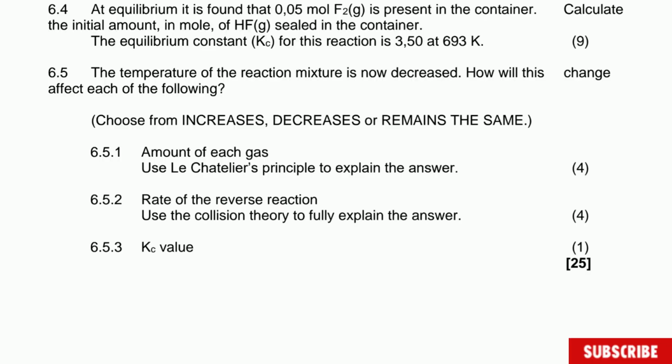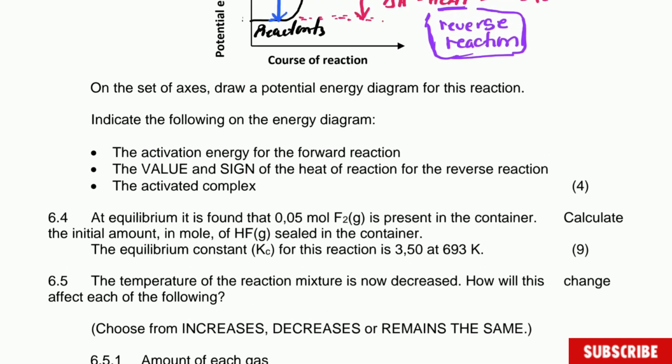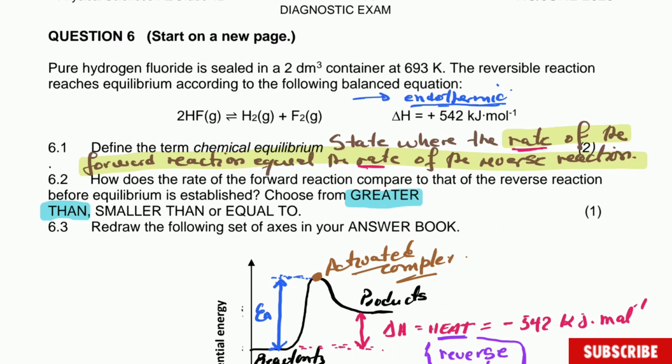The temperature of the reaction mixture is now decreased. How will this change affect each of the following? So now, if you increase the temperature, we're going back to the reaction. The reaction is endothermic. We already determined that. The endothermic reaction is favored if you increase the temperature. So if you decrease the temperature, which is what they did in this question, they say the temperature of the reaction is now decreased.